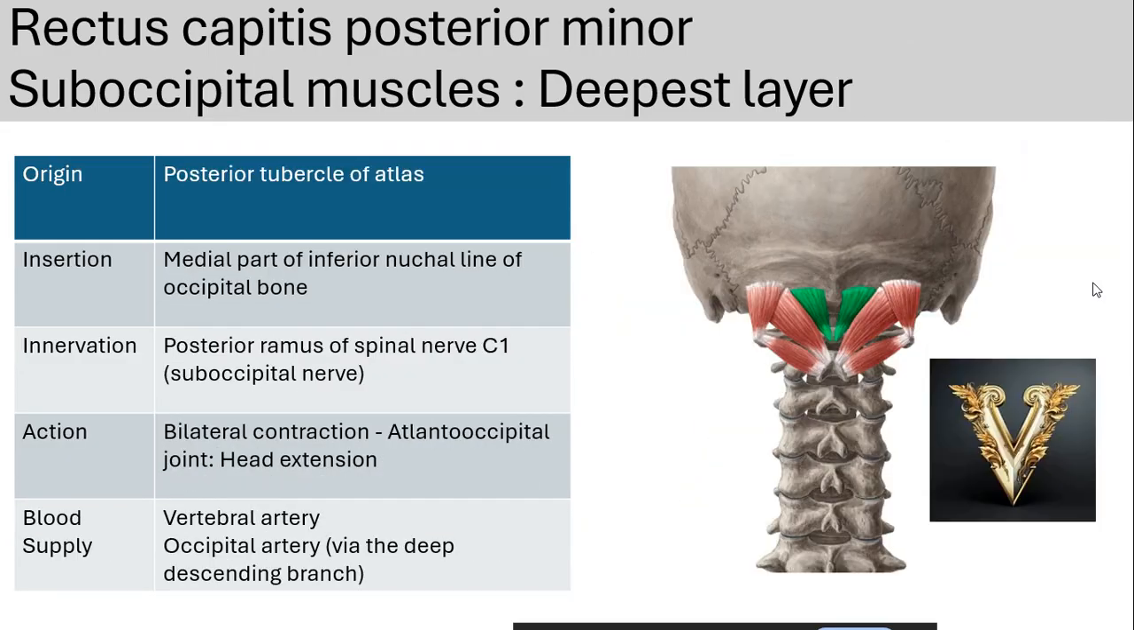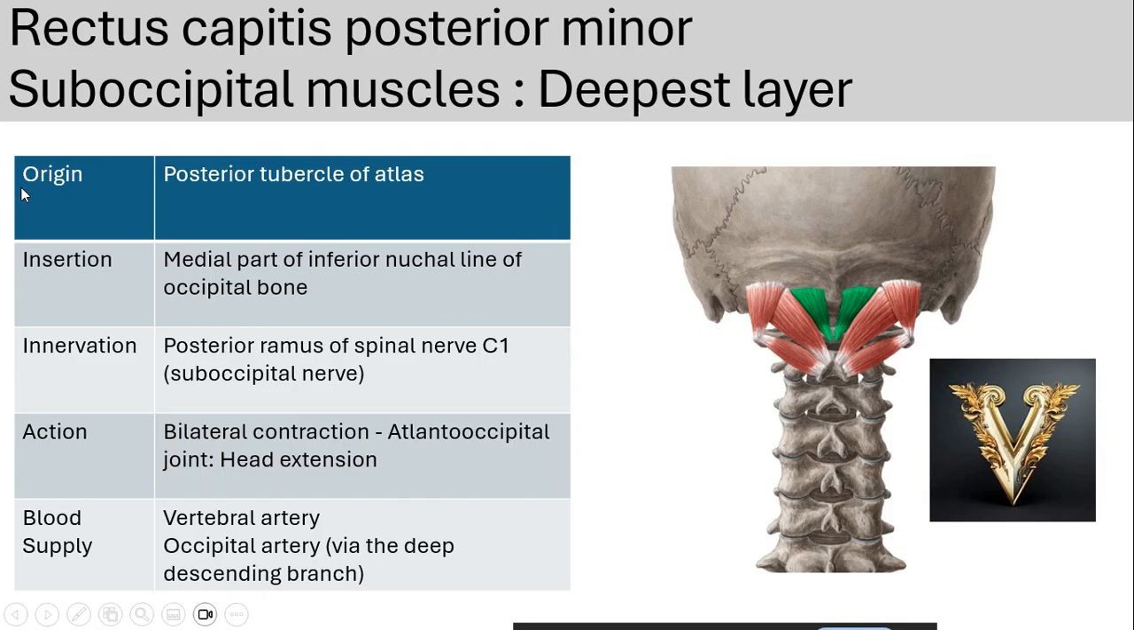Rectus capitis posterior minor, a suboccipital muscle, is in the deep layer. Remember, this is the deep layer. We just saw the inferior nuchal muscle, right? Remember this V shape right here, the closest to the medial. Rectus capitis posterior minor. Why is it small?